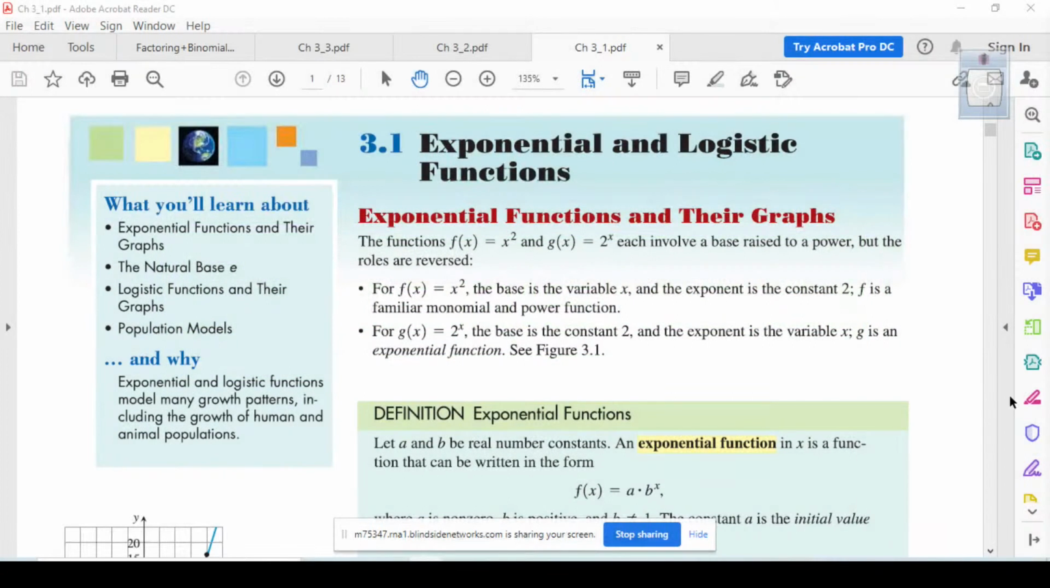Welcome back to ArmanisMath. Today we're going to focus on Chapter 3, the Exponential and Logarithmic Functions. Our objective is that we'll be able to identify exponential functions and their graphs.